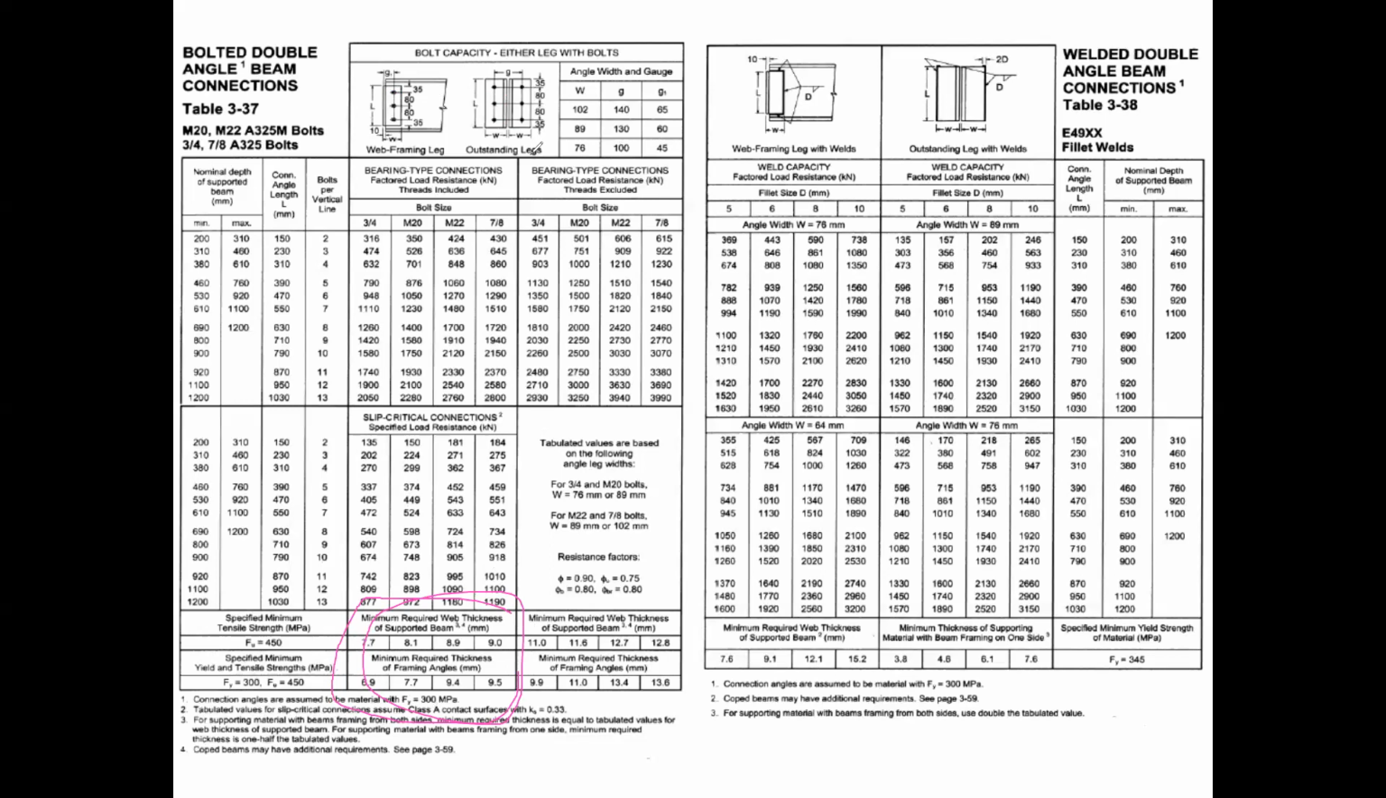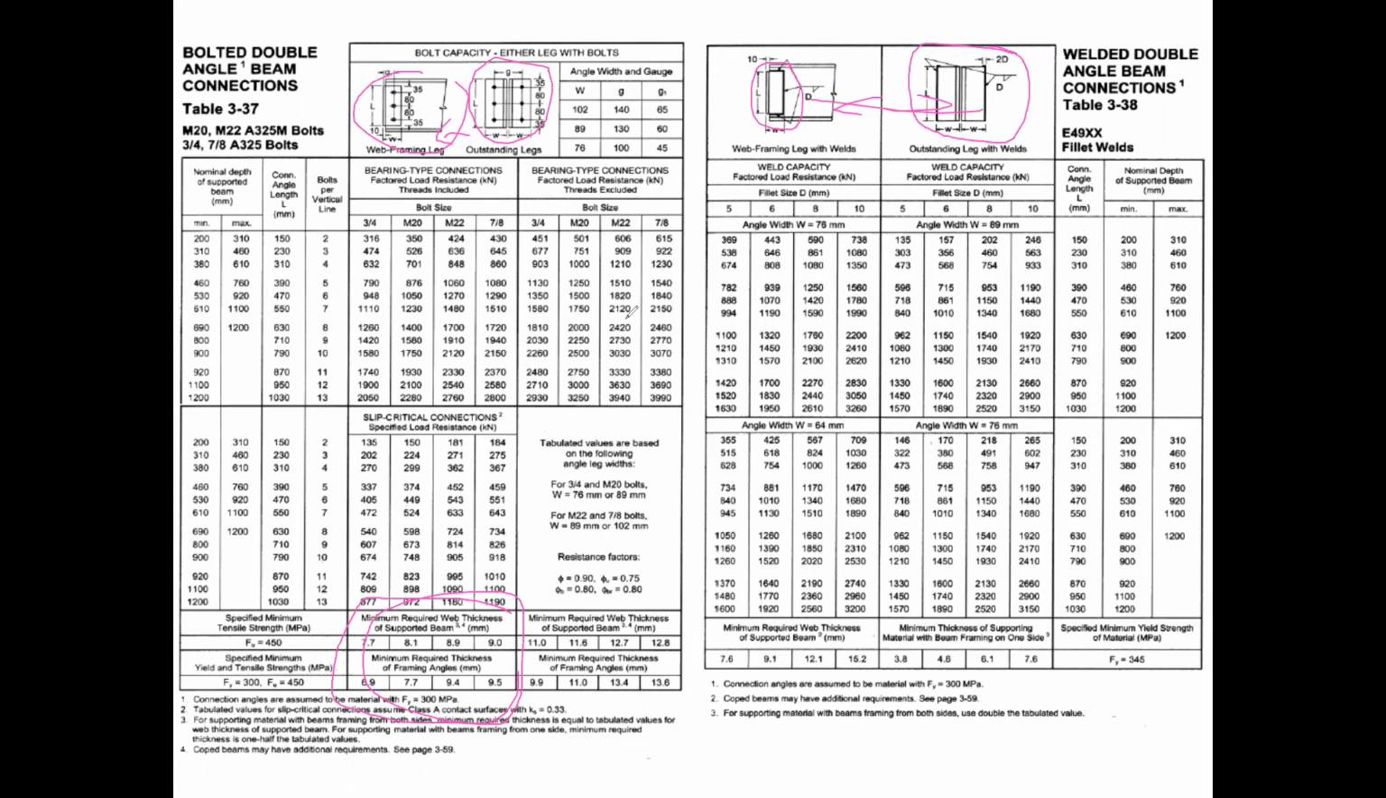Okay. So this side here is when you're going to be bolting, and this side here is when you're going to be welding. Now, the common thing to do is to weld to your supporting member and then to bolt to your supported member. Or you can weld to the supported member and bolt to the supporting member, but you never weld both, because you don't want to weld in the field, okay? So that's something you should keep in mind.